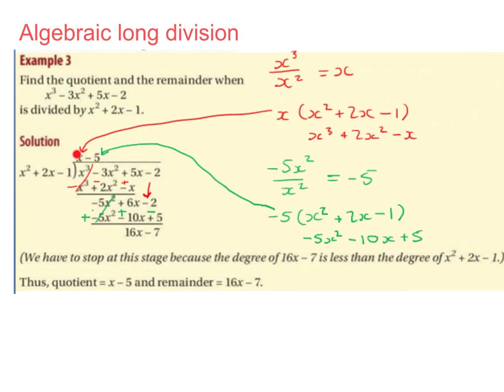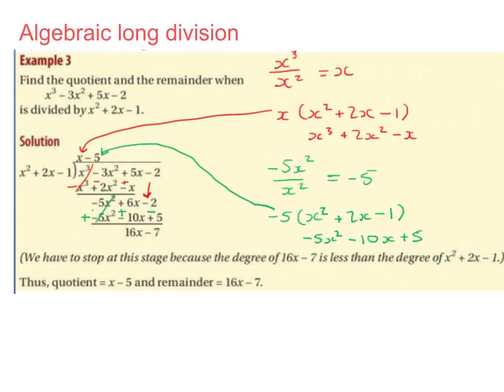Then we're going to multiply that x by what is outside the bus stop. So we have x multiplied by x squared is x cubed, x by 2x is plus 2x squared, and x by minus 1 is just going to be minus x. So we're going to write this down here. We're going to bring it underneath our bus stop. So we have x cubed plus 2x squared minus x. We're going to change the signs of each of these. This becomes a minus, this becomes a minus, this becomes a plus.